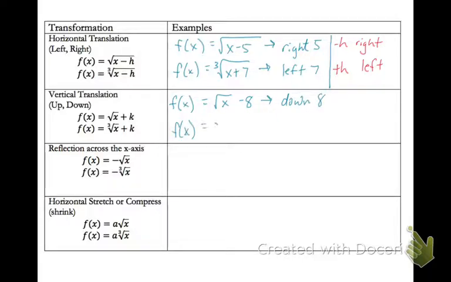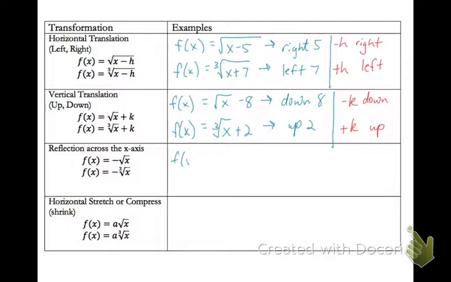And then if we add, so let's use cube root of x plus 2, that will move the graph up. So the generalization is that if you subtract a k value, it moves the graph down, and if you add a k value, it moves the graph up.